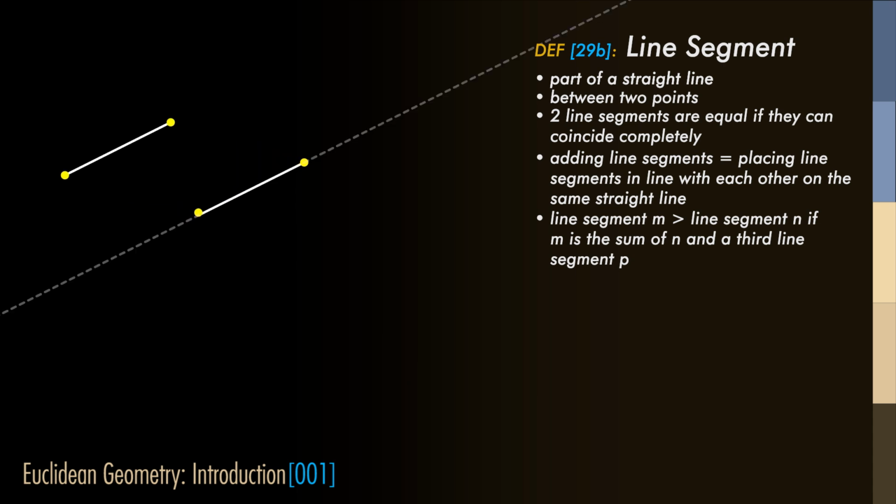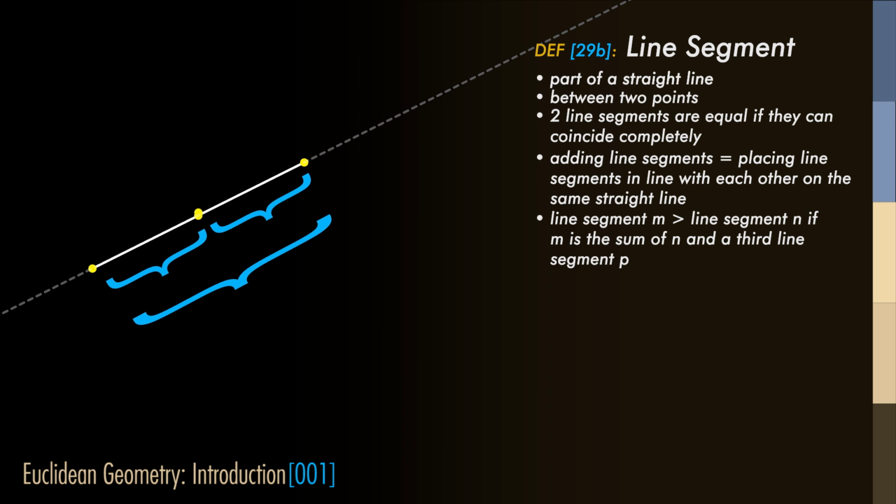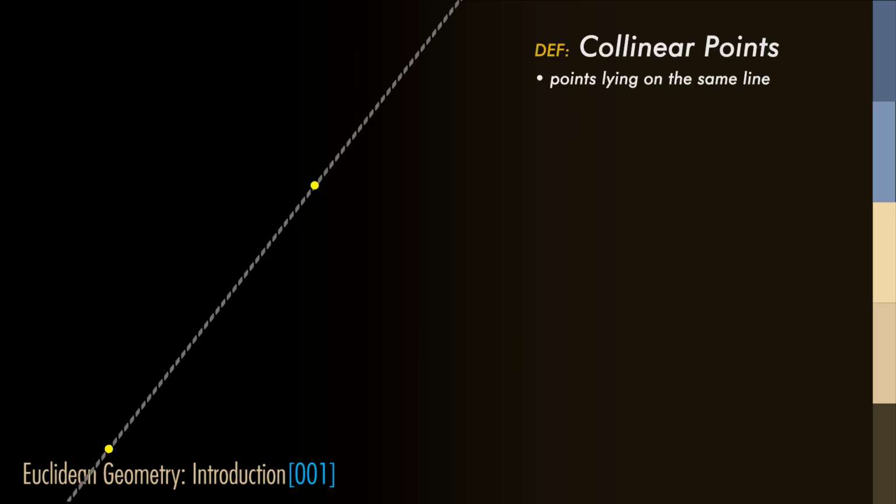Adding 2 line segments together is the same as placing one line segment in line with the other. The sum of 2 line segments on the same straight line is the segment connecting the endpoints. A line segment is greater than a second line segment if it is the sum of that second line segment and a third one, and so we call the second line segment smaller than the first one. Points that lie on the same line are called collinear points.